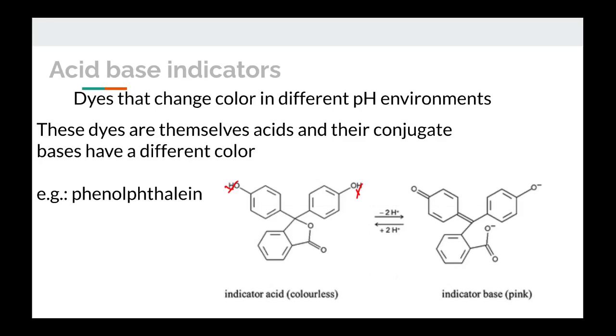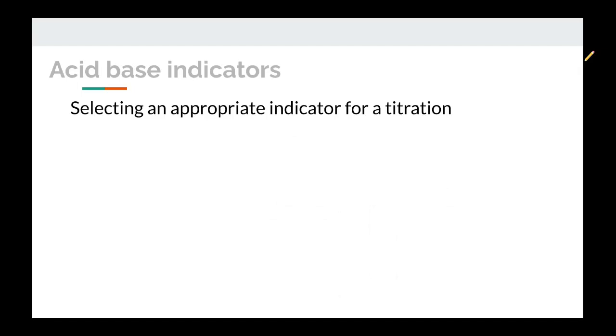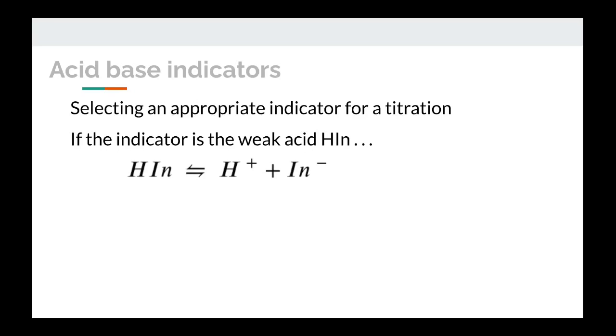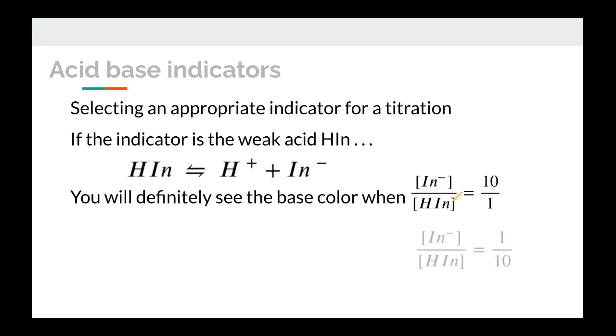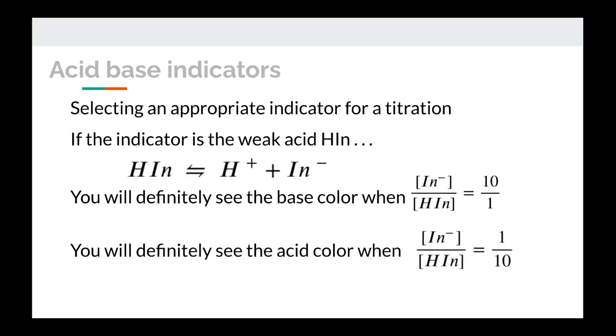So you can use these indicators to tell when you're at something called an endpoint that you hope is near your equivalence point, and then you can use that as a way of telling that you've reached your equivalence point. So how do we select an appropriate indicator for a titration? Well, the indicator is a weak acid. Let's call it HN, and you'll definitely see the base color when the conjugate base of this indicator is 10 times higher in concentration than the conjugate acid. You will definitely see the acid color when it's the other way around, when the acid form of the indicator is 10 times more concentrated than the base form.